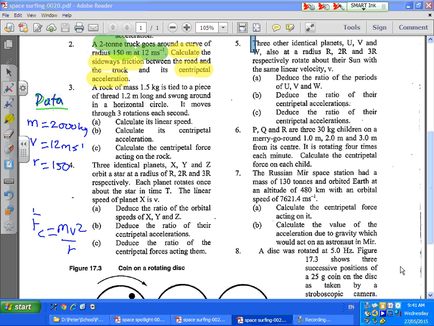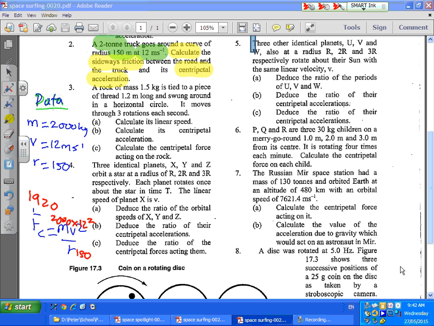So, M, of course, is 2,000. V is the 12 squared. And R is 150. And I'm not going to bother working that out, but that's how you do it. It's that simple. Now, when you want to work out the... 282,000 over 180. What was it? 1,900.